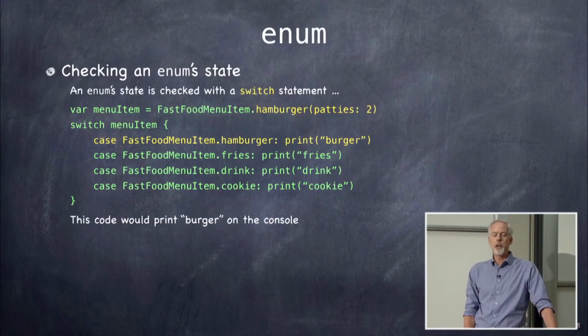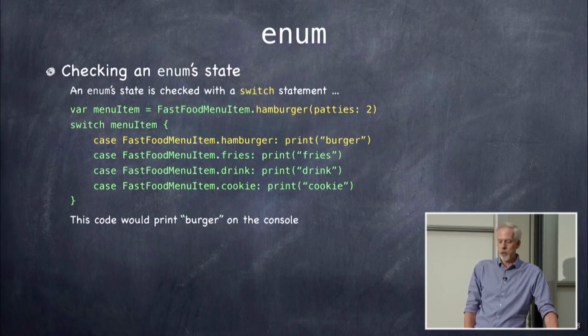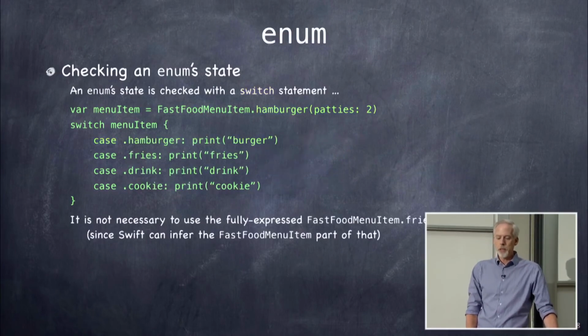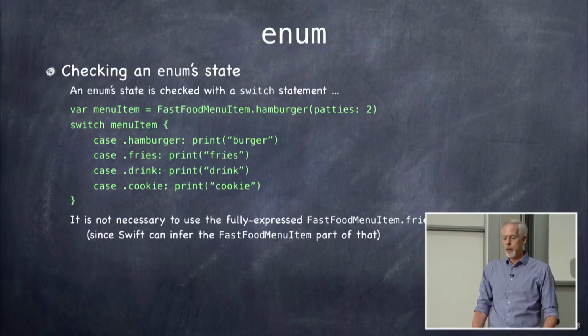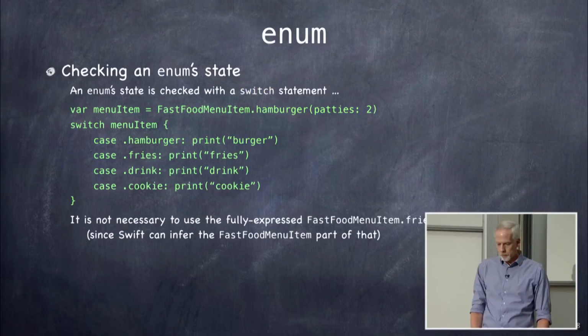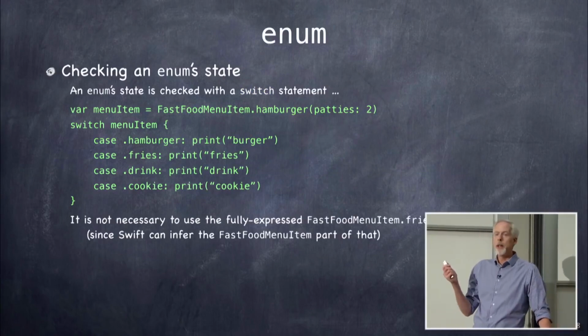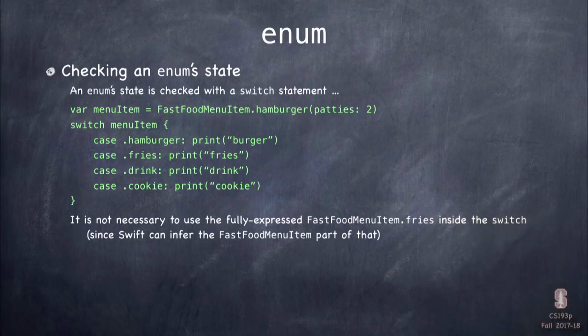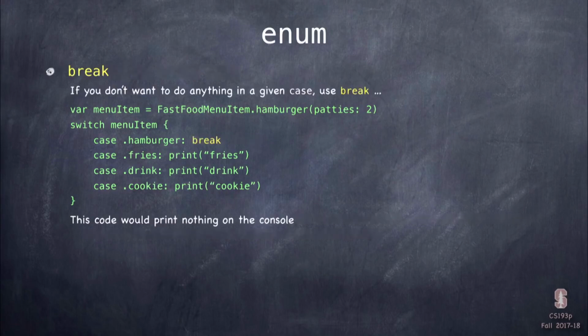Now, switch requires you to address every single case. You are not allowed to only look at 2 of the cases. But of course, it's got something that can help you with that. Oh yes, by the way, you see I've taken away the fast food menu item dot in front of hamburger, fries, drink, and Coke, because Swift can infer that. You're switching on a menu item, so it knows this is a fast food menu item, so you can take those away.